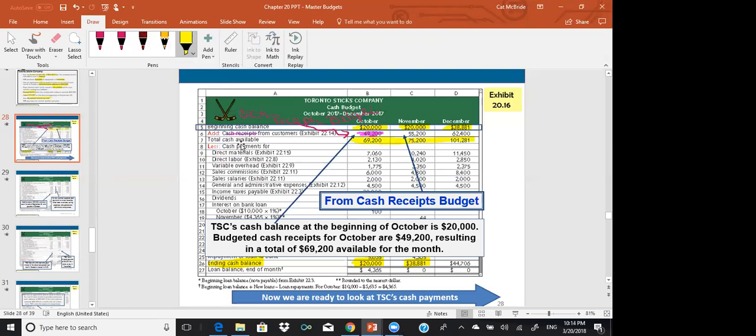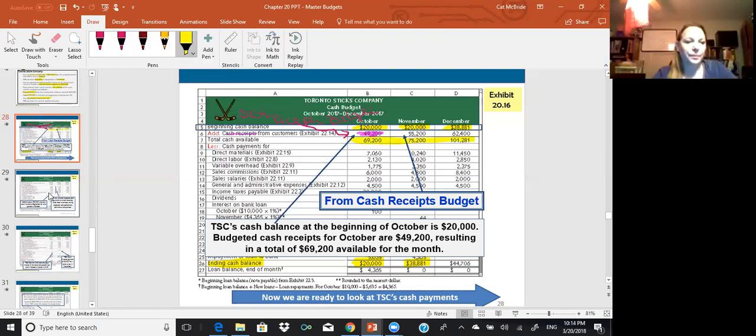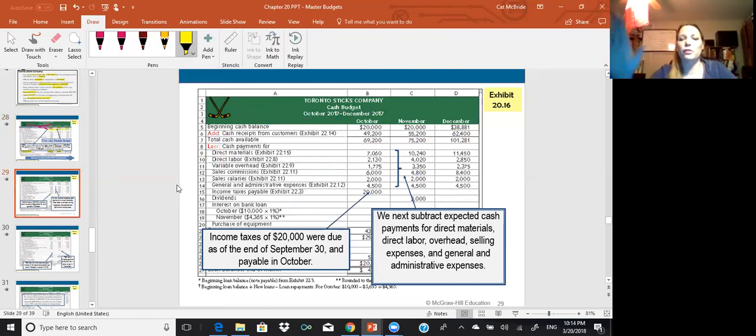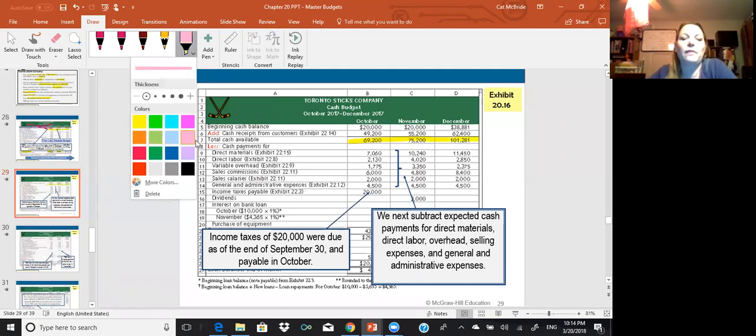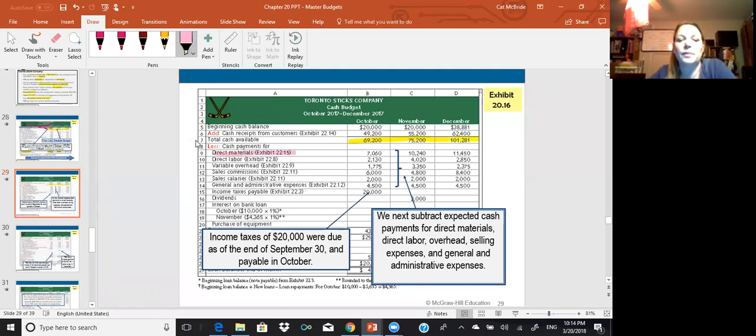Yes. Okay, so now, same thing here, we're just moving down. So this is where we started with. We know what we have available to spend. So now we're going to say, okay, what are we going to pay cash for? So we have to pay cash for direct materials. That comes from our materials budget.